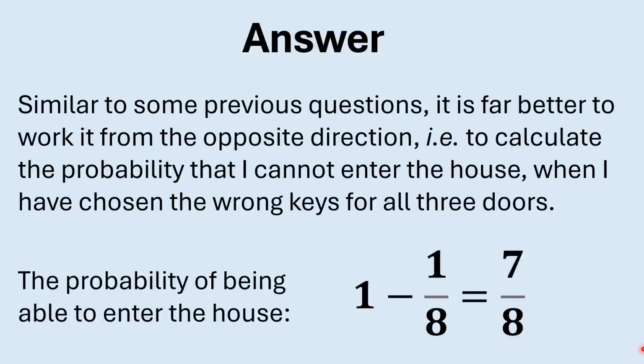So that means we can simply calculate the probability of being able to enter the house by using the unit 1 minus the probability of not being able to enter the house, which is 1/8. It is equal to 7/8. So this is the probability of being able to enter the house and the correct answer for this question.